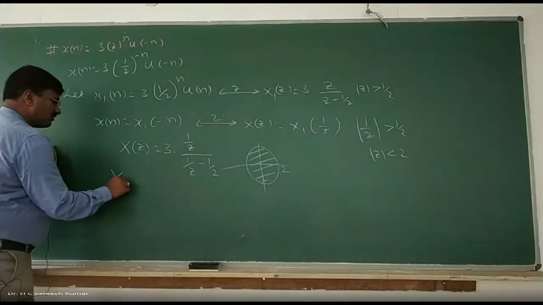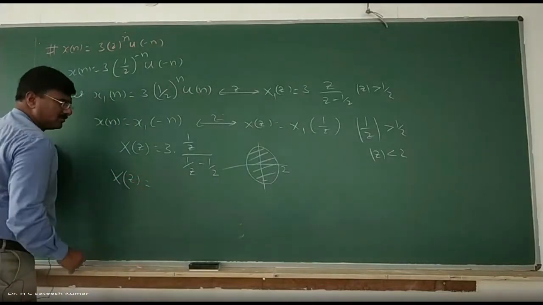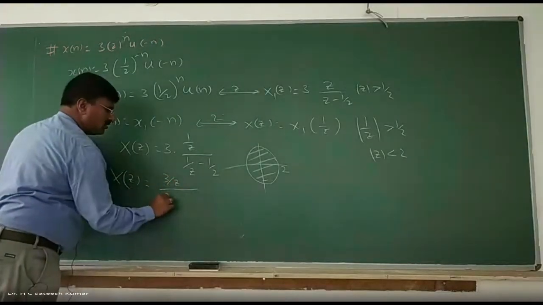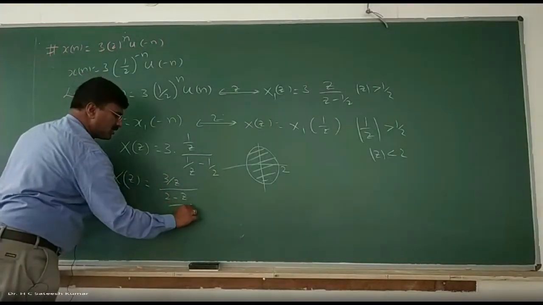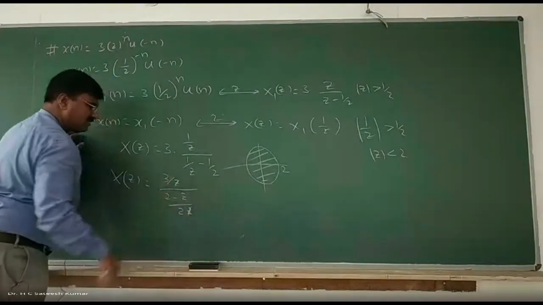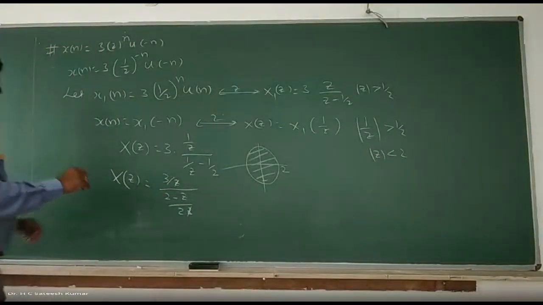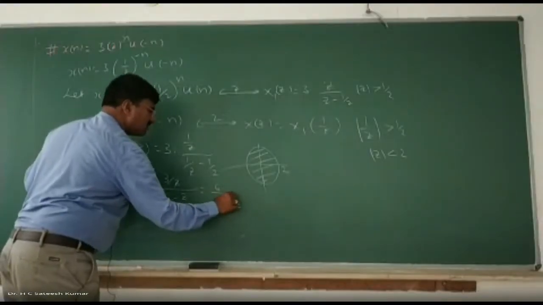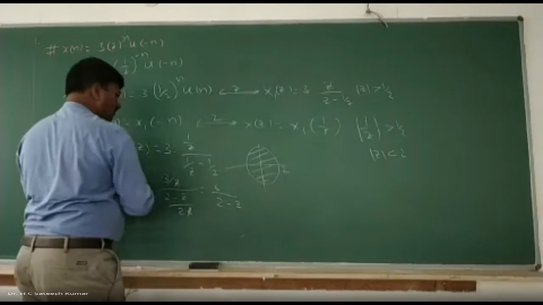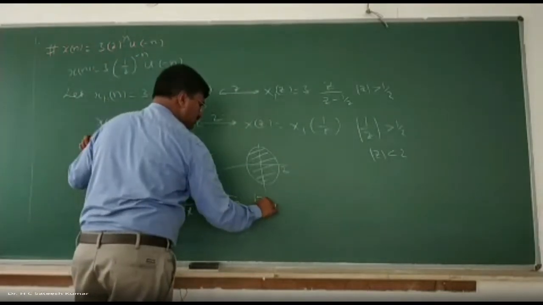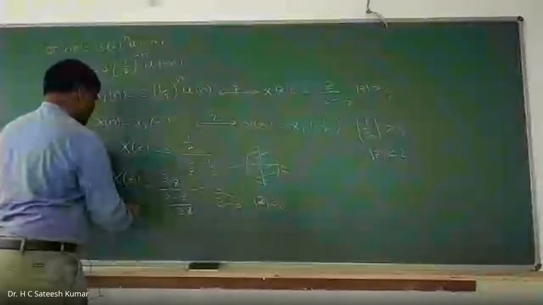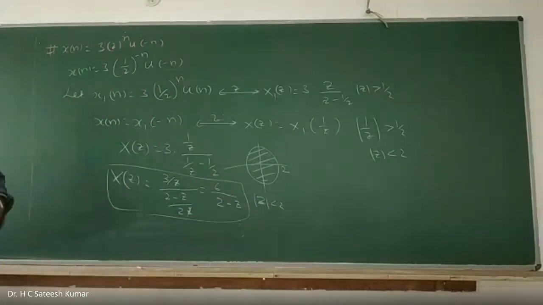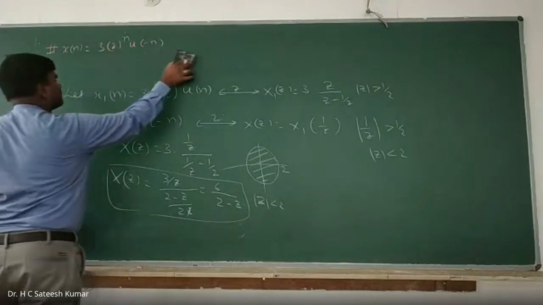X of z is equal to 3 by z divided by 2 minus z divided by 2z. Z gets cancelled and 2 will go to numerator. So 6 divided by 2 minus z is the answer with ROC mod z less than 2. That's it. So 3 marks question, easily we can get it. Right. Go for one more problem.